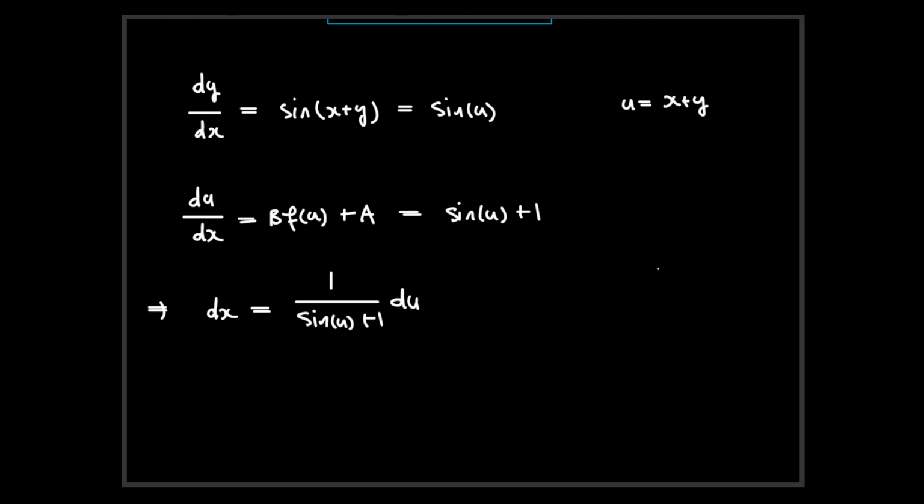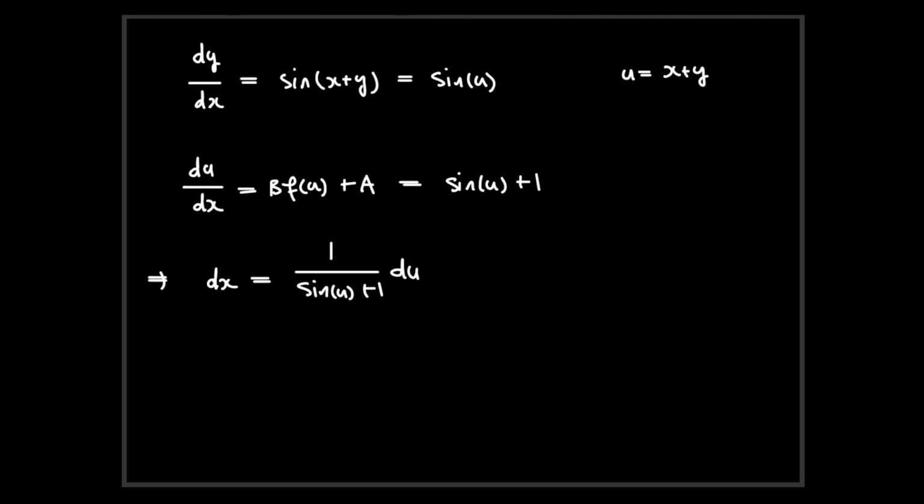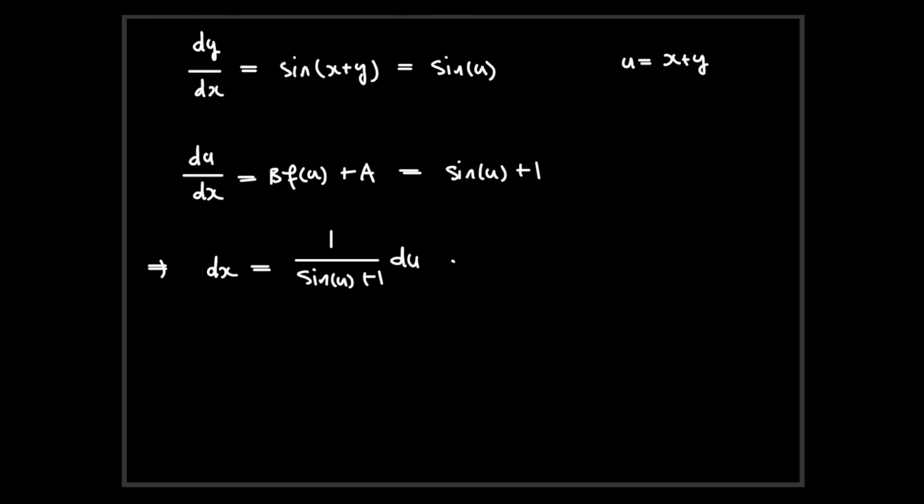Okay, so in order to finish this, the solution now is to integrate both sides. Integrating the dx, we're just going to get an x, and that should be equal to the integral of 1 over sine of u plus 1 du. Okay, now this brings up the next question.